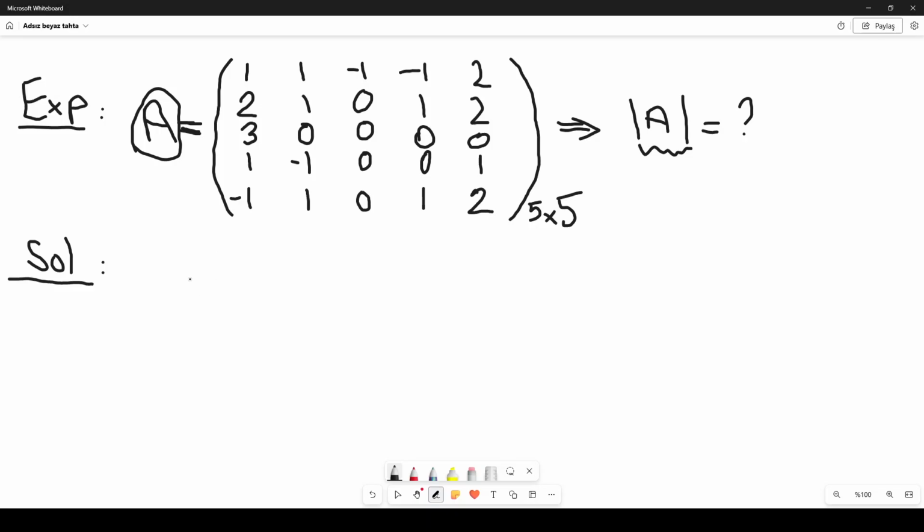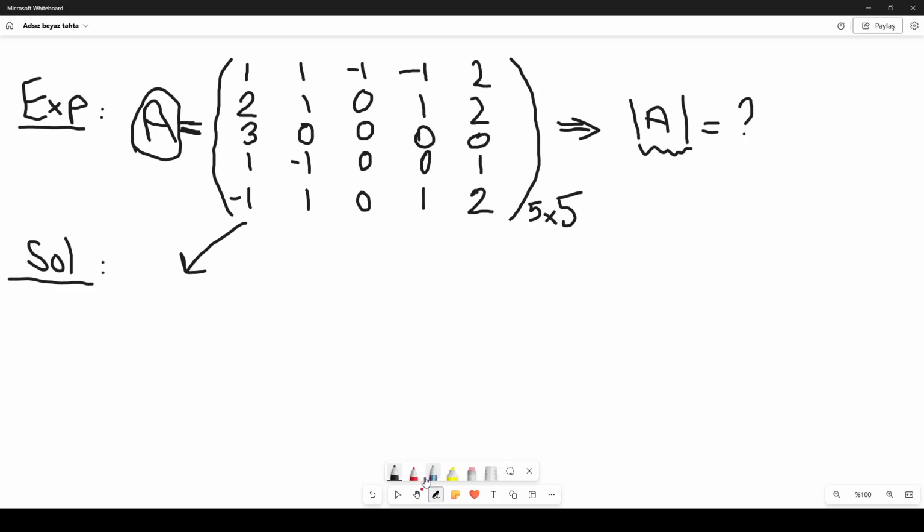Okay, then what's the first step? In other words, how should we start? We need to select one of the rows or one of the columns to expand the determinant. And what is our criterion to choose this row or column? As you remember, the more zeros means the easier computation. So I examine the rows as well as the columns to see in which row or column I have many more zeros than the others.